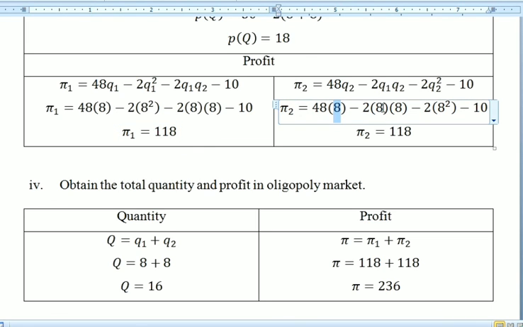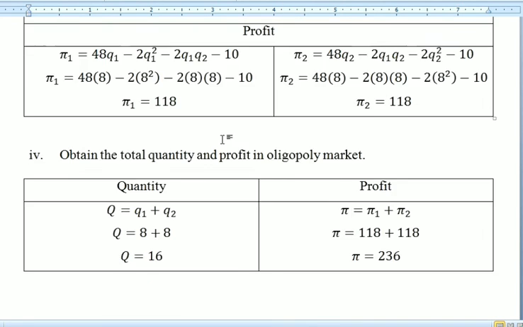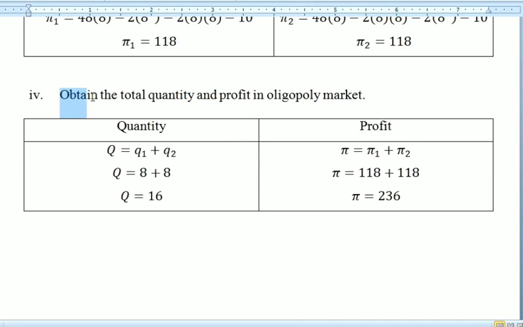For the total quantity and profit, we just total. The quantity equals Q1 plus Q2, so 8 plus 8, we get 16. And for the profit, profit 1 plus profit 2, we get 236.